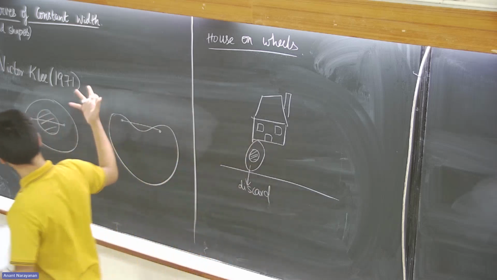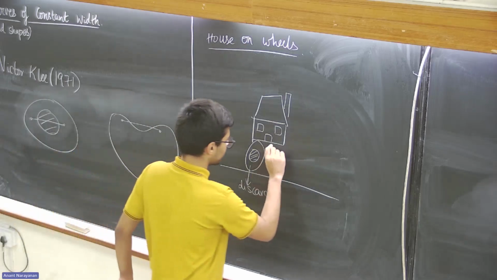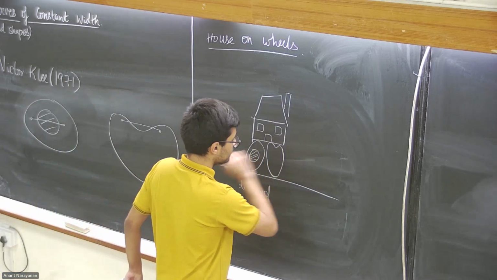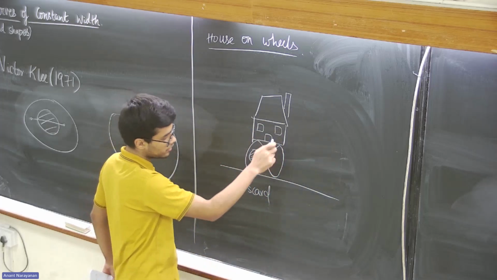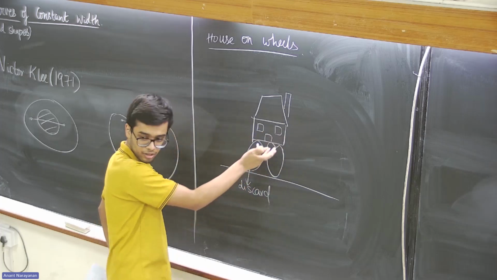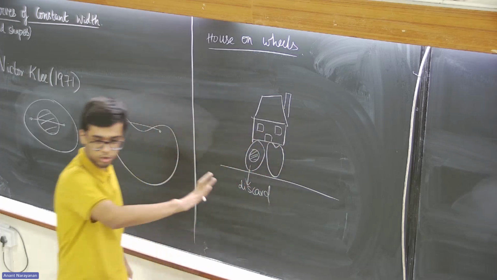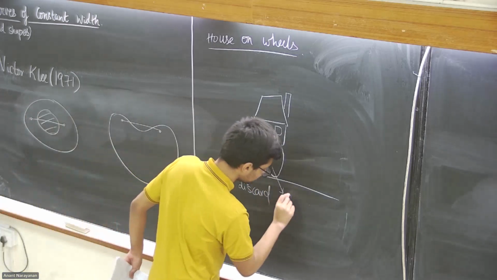Another option among the non-convex sets is this one with the dent. If you have a dent, then once you roll this house along this particular curve, the dent will cause the house to get stuck over here, which will hamper the smooth movement of the house along this surface. So you discard this as well.